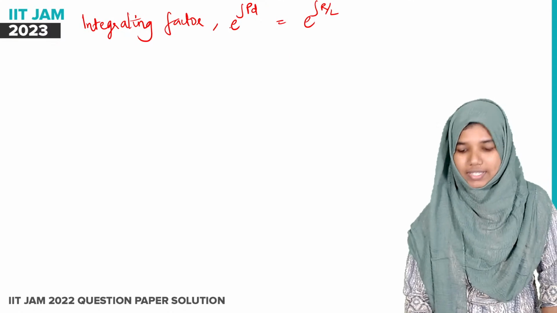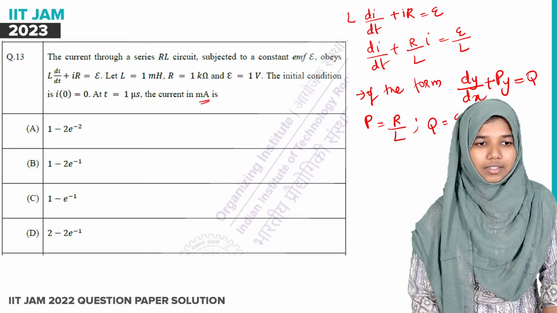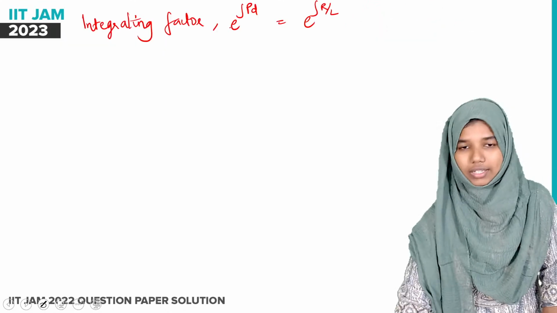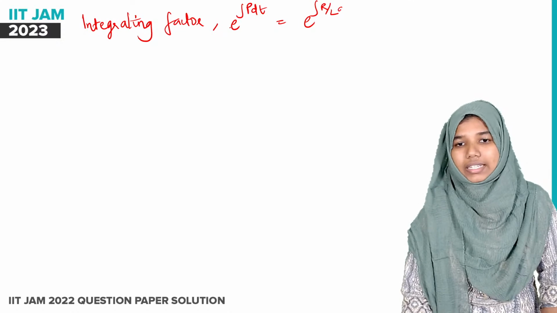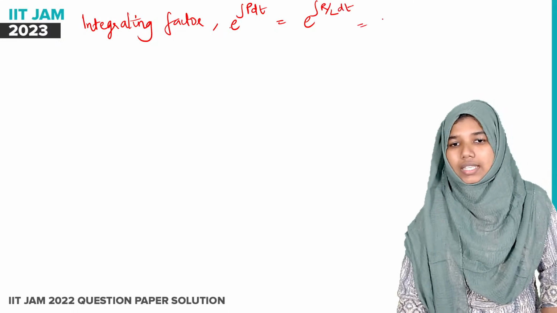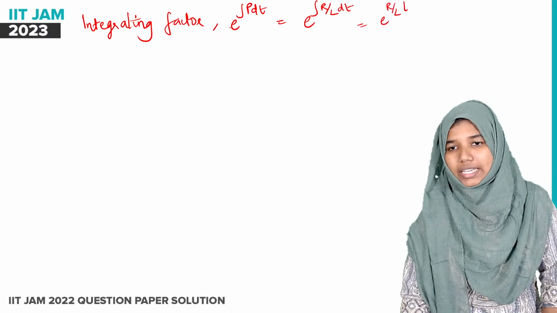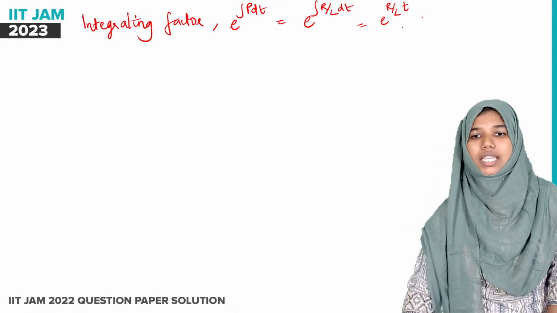And ഇവിടെ നമ്മളെ questionൽ the variable is t or time. So exponential integral P dt, or integral R by L dt. Okay, this is equal to exponential R by L into t. This is the integrating factor.